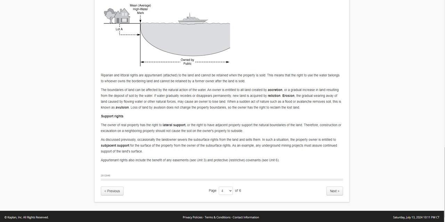I don't care. Avulsion. The sudden loss or gain of land, usually due to natural disaster. Okay, so that's literally what I was talking about. It does not change the property boundaries, so the owner has the right to reclaim the lost land.